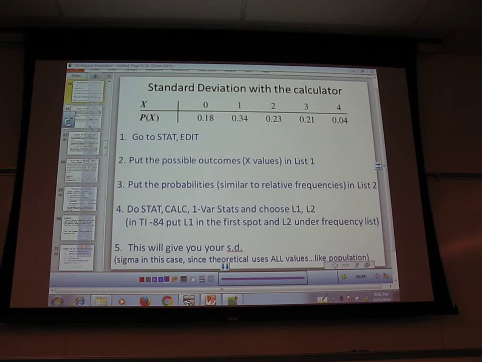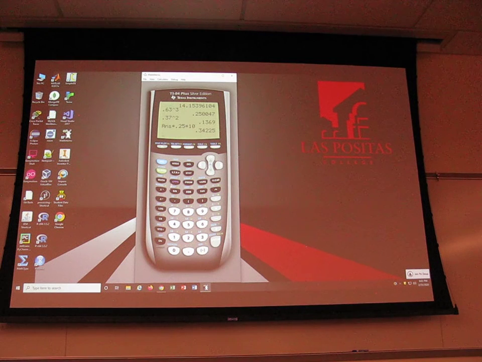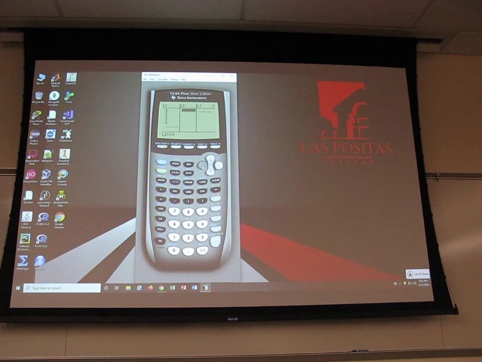All right. So go to Stat, Edit. So again, just to remind you, turn it on, Stat, Edit, and then you get these lists. To clear it, you go up to L2, where you're actually on the L2, and hit Clear, Enter. Not just Clear, but Clear, Enter. If you want to clear this one, I would go up here and hit Clear, Enter as well. And then start typing them in.